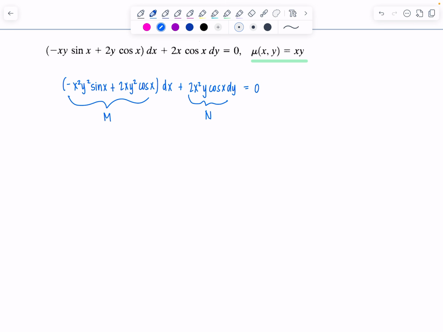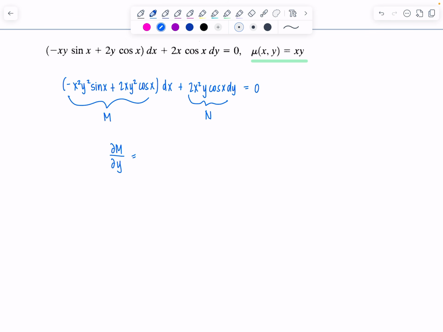Let's verify first, though, that this is exact. Don't just take their word for it. What if they were lying and they gave you the wrong integrating factor or something? Okay, del m del y. So I'm taking partial derivative with respect to y. So if you look at this first term, these are constants, right? Because those only involve x. So just think, what's the derivative of y squared? It's 2y.